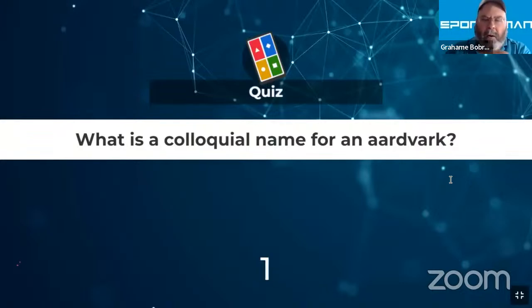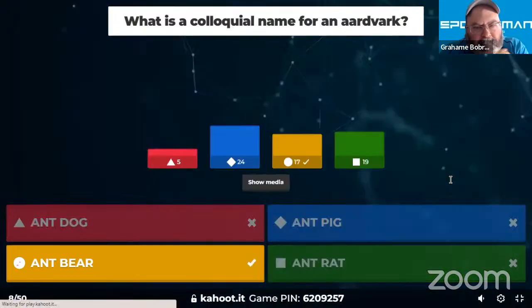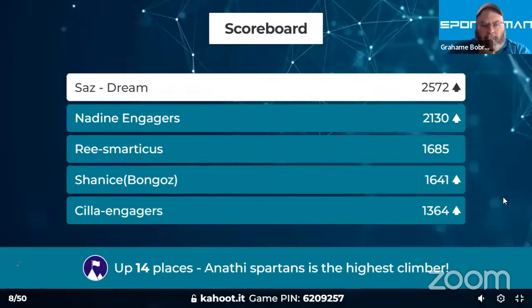What is a colloquial name for an aardvark? Is it an ant dog, an ant pig, an ant bear, or an ant rat? There you go. The ant bear is the correct answer. 17 of you getting it right. The ant pig, the picture clearly sending you the other way, but the correct answer, the ant bear. And that should open up that leaderboard quite nicely. Daniel, you're going to have to tell me if we're seeing any new people emerging, but it still looks like Smarticus and Engagers are on that list. Saz from Dream, heading it up nicely. Keep going. Next question.